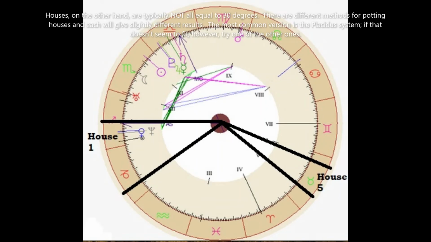Houses, on the other hand, are typically not all equal to 30 degrees. I wanted to find out how houses are calculated and plotted and went down a several-hour rabbit hole with no clear answer, other than to discover there are actually several different methods for plotting the houses, and each will give slightly different results. Most typical, apparently, is the Placidus system.